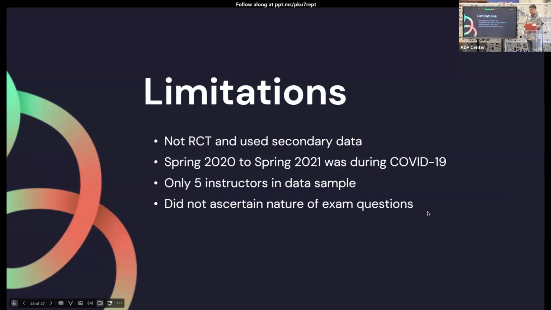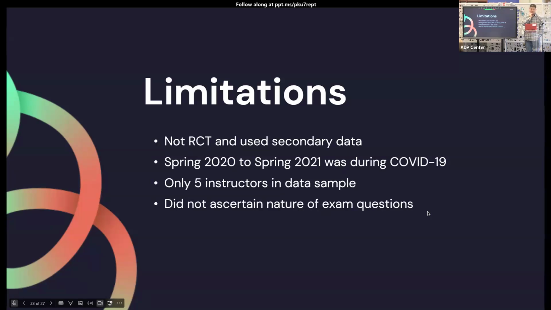Some limitations to the study. It's not an RCT, and most social science doesn't do RCTs, but it's not even a really robust quasi-experimental design either. It was secondary data, right? And also we had COVID-19, and we only had 5 instructors, although there were a total, I think, of 13 sections. Some instructors had multiples, and some had different types of courses. They might have an async course, a sync course.